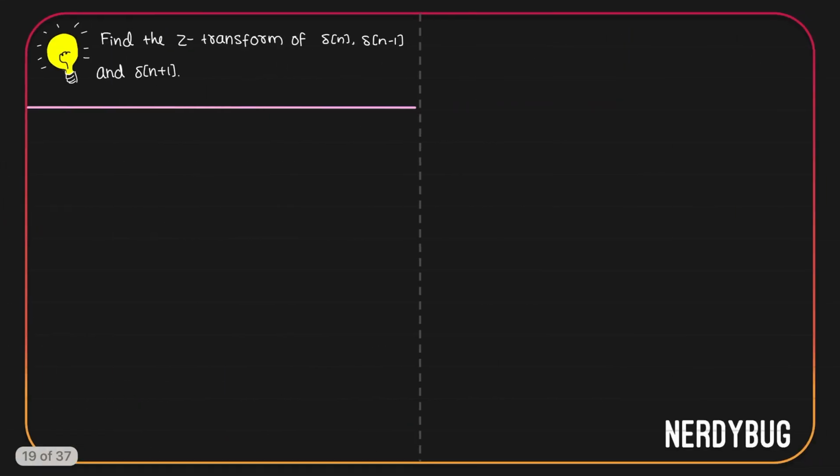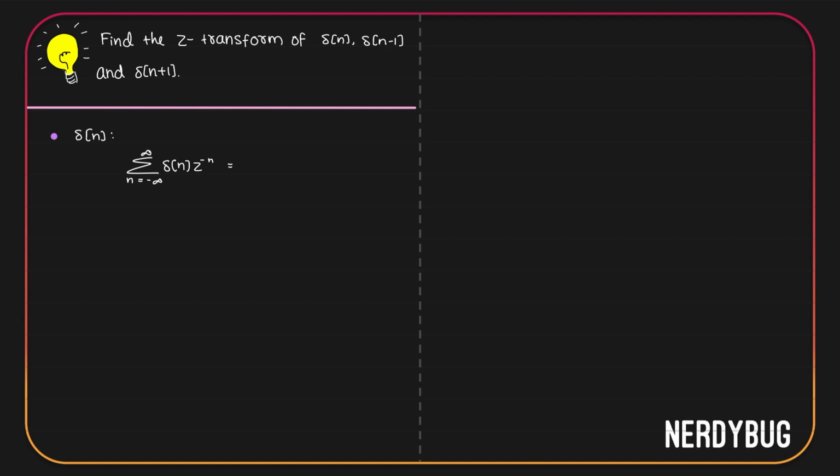Let us now solve a problem. We have to find the z transform of delta of n minus 1 and delta of n plus 1. Let us start with delta of n. Its z transform will be summation from n equals minus infinity to infinity delta of n z raised to minus n. But we know delta of n only has magnitude 1 at n equal to 0. Everywhere else it is 0. So we don't really have to take summation from minus infinity to infinity. It only exists at n equal to 0.